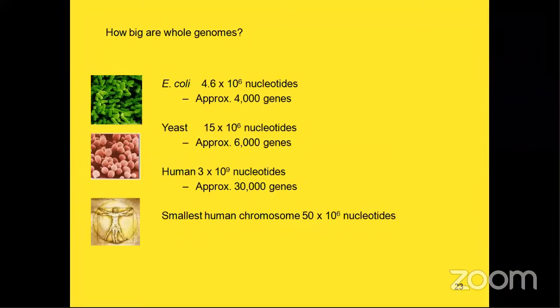And how big can a whole genome be? For lower organisms like E. coli, there are approximately 4,000 genes and around 5 times 10 to the power 6 nucleotides. Yeast has approximately 10 to the power 7 nucleotides, having nearly 6,000 genes. In human, it is in the range of 10 to the power 9 nucleotides, and we have nearly 30,000 genes. The human genes are present in the human chromosomes, and the smallest one is in the order of 10 to the power 6 nucleotides.